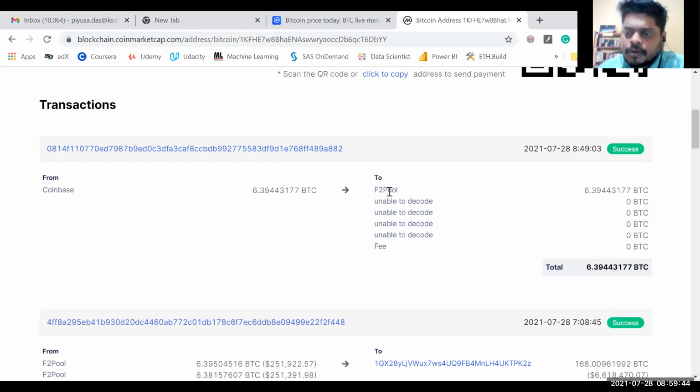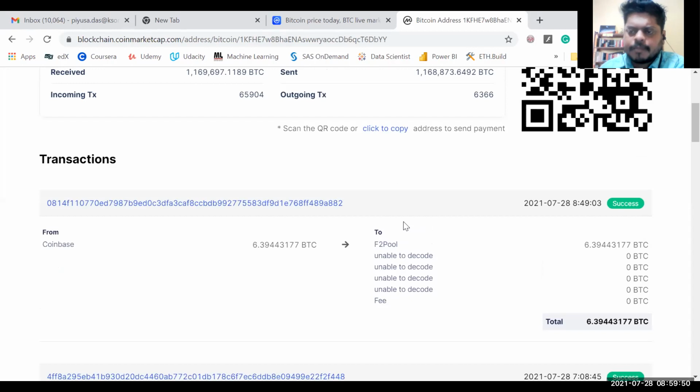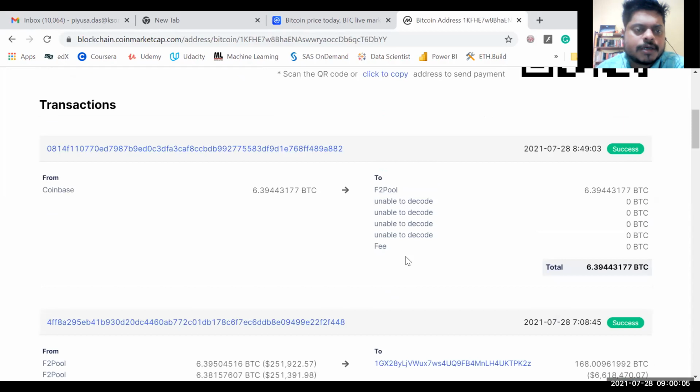So F2Pool might be one miner. There is another called AntPool. So basically a number of miners get together and they pool their resources. So this person has created this block, and he has got around 6.39 bitcoins. BTC is Bitcoin. And how many transactions are under that?